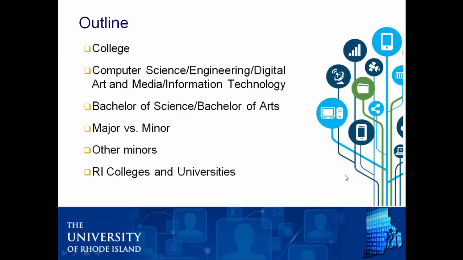I'll start by talking a little bit about how it is to apply to a computer science program in college. Then I'll get into the difference between computer science, engineering, digital art and media, and information technology. One of the other choices that I'll explain is the difference between a Bachelor of Science and a Bachelor of Arts, or picking between a major or a minor in computer science, or some other minors that you might want to do. And I'll complete by talking about some of the computer science programs at Rhode Island colleges and universities.